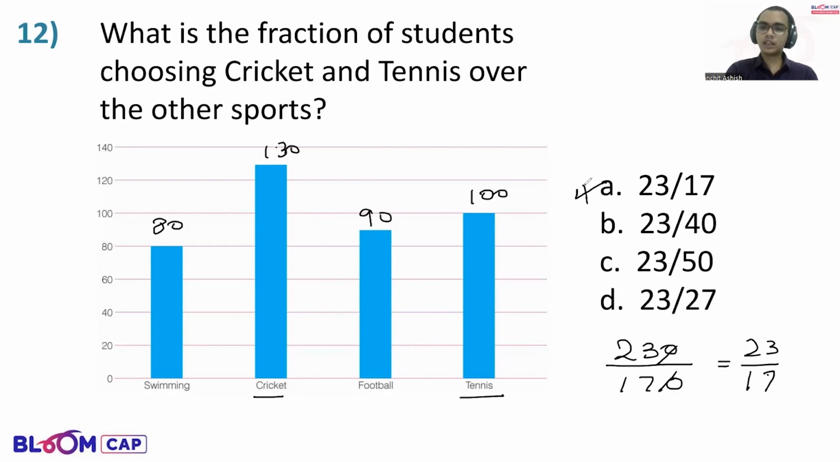We can also say that for every 17 students who are choosing swimming and football, there are 23 students who are choosing cricket and tennis. So this gives us the comparison. All right. So I hope this is clear as well.